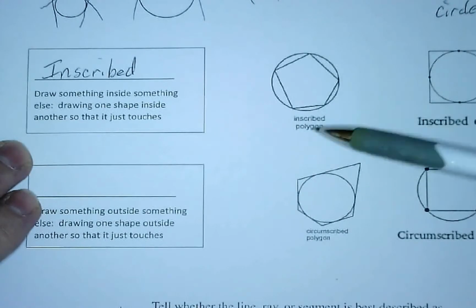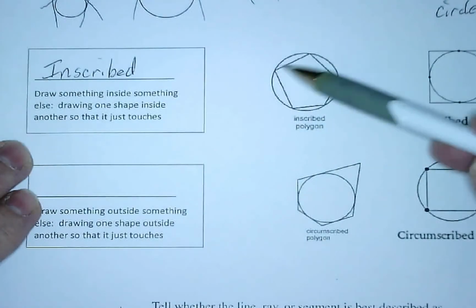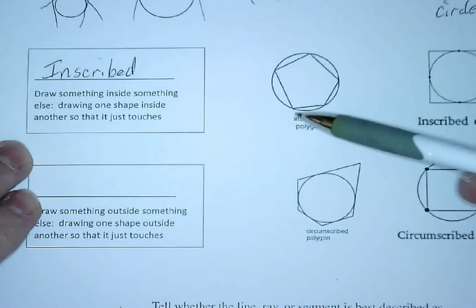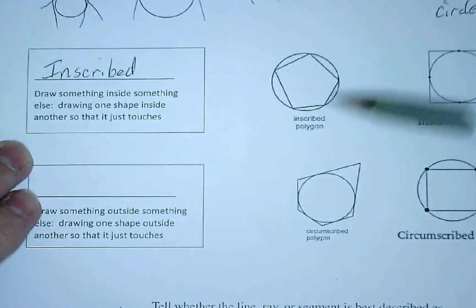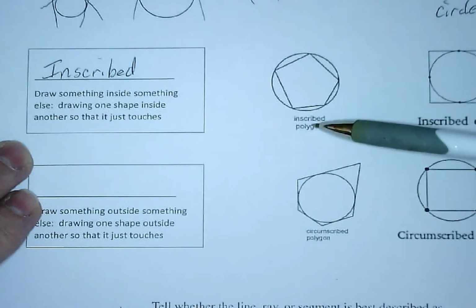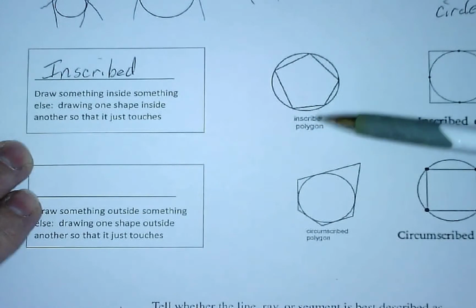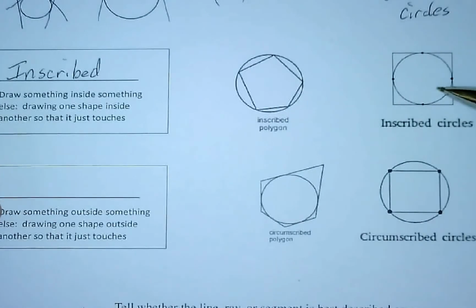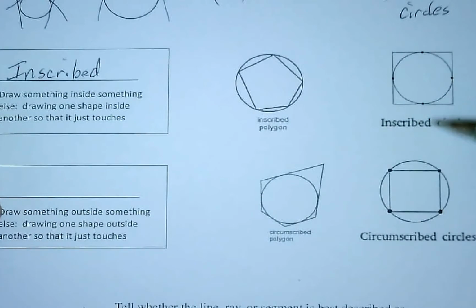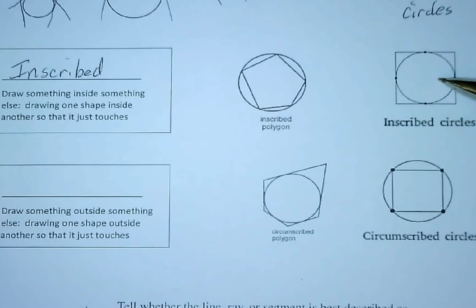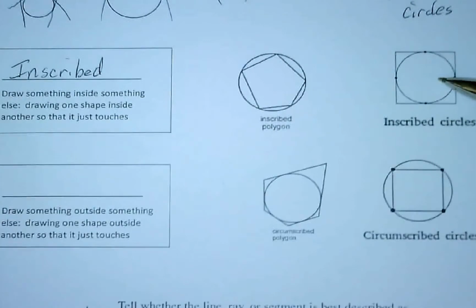Sometimes the polygon, which is this shape here, could be a triangle, could be a square, could be lots of different things. But this polygon is inside the circle, so it's called an inscribed polygon. Here the circle is inside the square, so it's called an inscribed circle. It just depends on which one is inside.